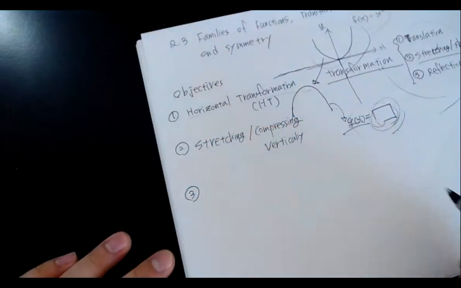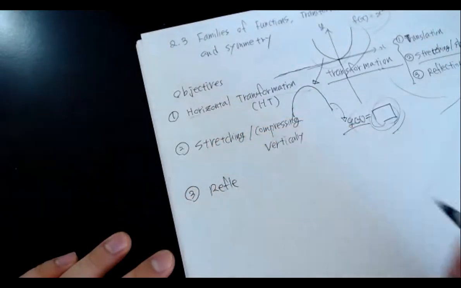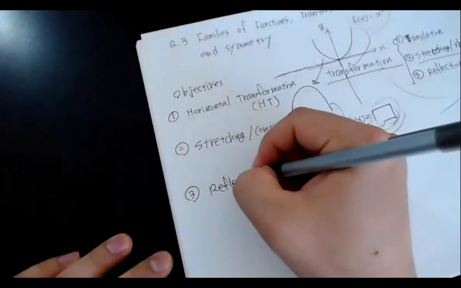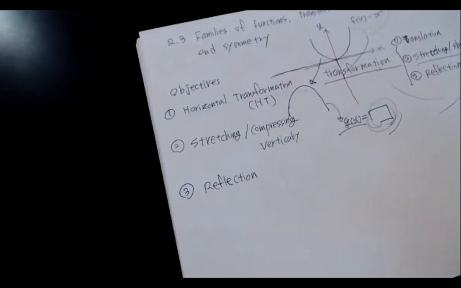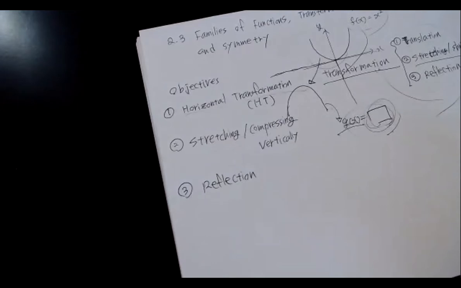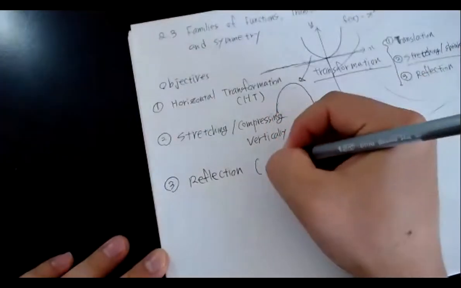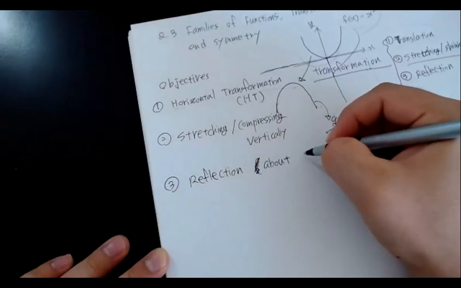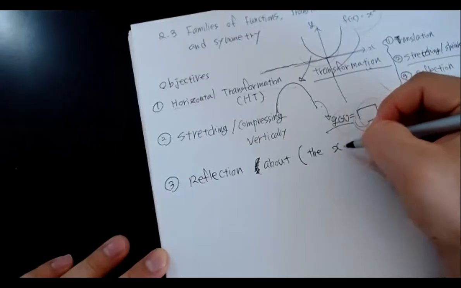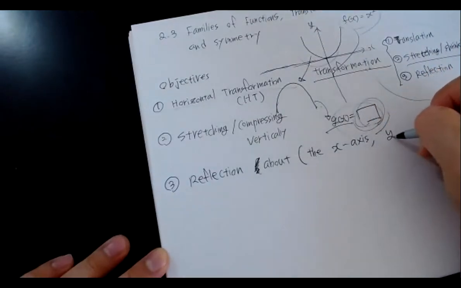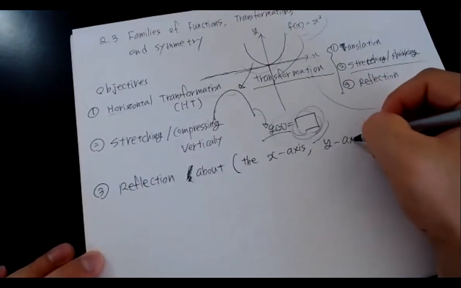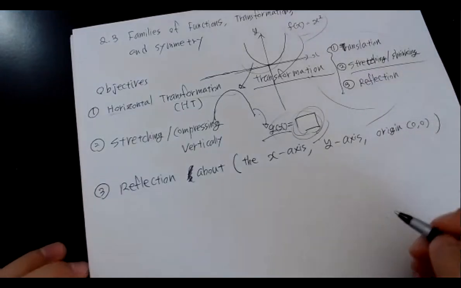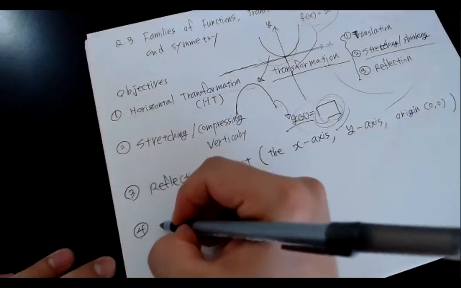Then the other one, reflection. Reflection has three types we're going to study: reflection about the x-axis, reflection about the y-axis, and reflection about the origin. What does that mean? Origin (0, 0). The last one is a vertical transformation.